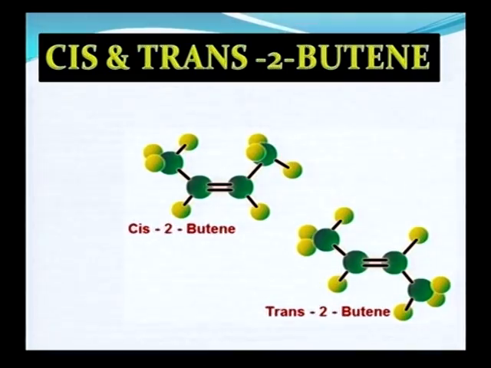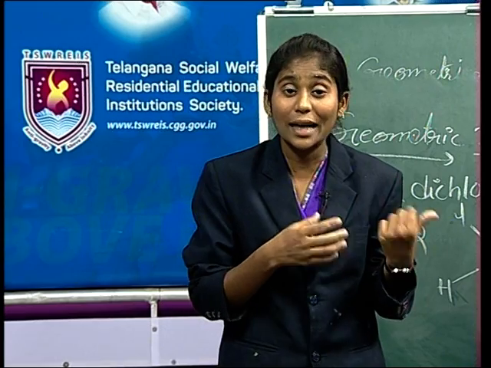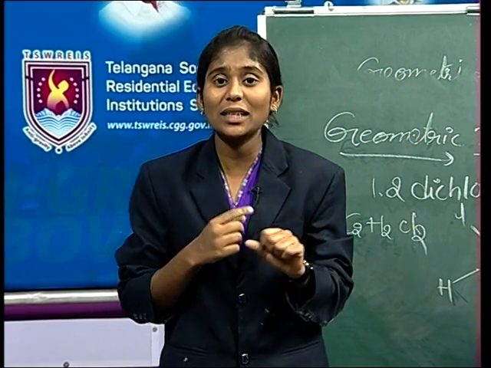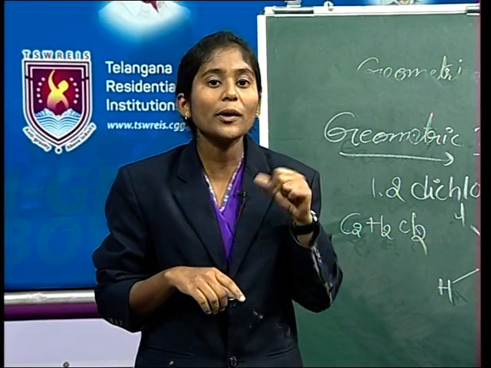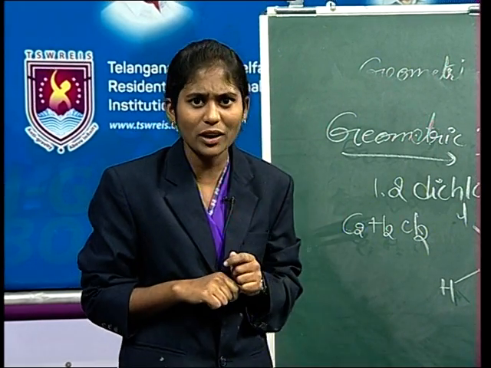Okay, one structure changes to another structure. Cis changes to trans, trans changes to cis, and 2-butane converts to 1-butane, 2-butane converts to 2-methyl propane. So what is the use of that? Can you tell any use of that?